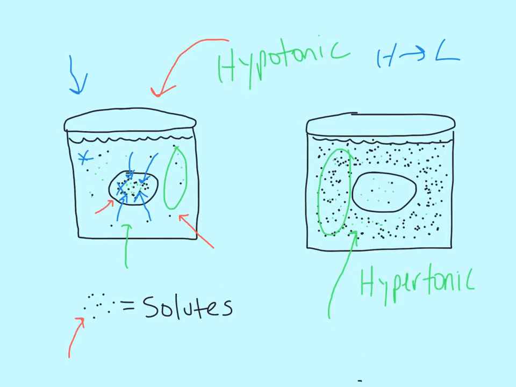Now over here, it's going to be the opposite. Since there's less solutes inside the cell, that means there's a high concentration of water inside the cell, and there's a lower concentration of water outside the cell, because look at all these dots. There's all these solutes out here. There's all this salt. There's a less percentage of water. So in this case, the water is going to want to move out of the cell towards the salt, because there's less water outside the cell.